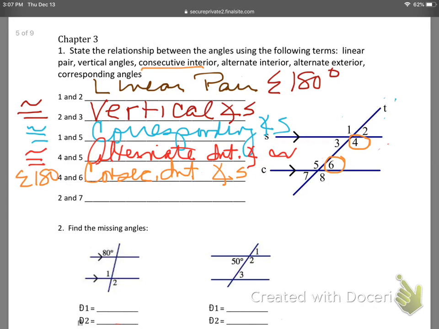Okay, and the last one we're going to do has to do with angles 2 and 7. So 2 and 7 are this angle, and they are both outside, so they're exterior, and they're alternating on either side of the transversal. So they are alternate exterior angles. Right up here is that word. Those are also going to be congruent.